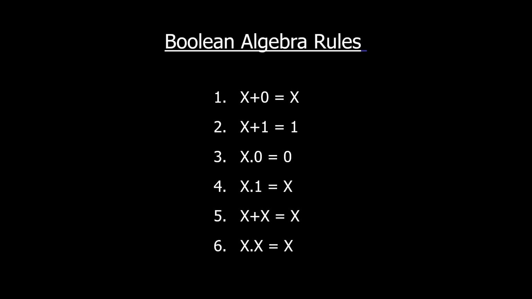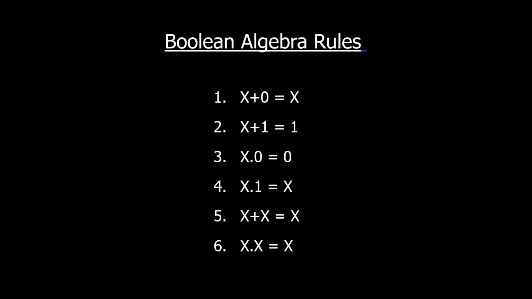Also, if x is equal to 1, then 1 OR 1 is equal to 1. You can easily get these results by referring to the truth table of the OR operation, which I have given earlier. The next two rules, that is rule number 3 and rule number 4, are related to the AND operation. By referring to the truth table of an AND operation, we can verify these rules.